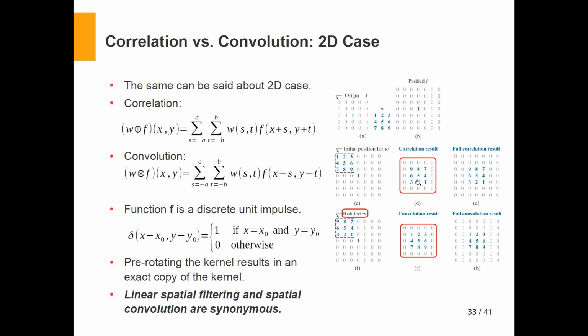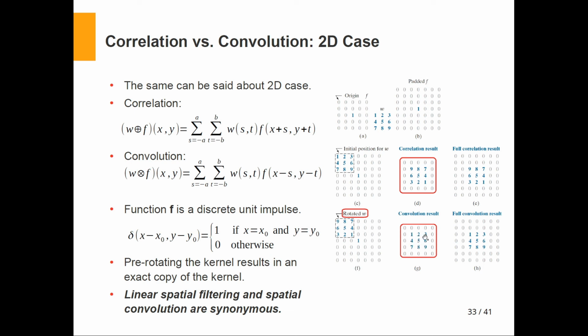And as you can see, in comparison to the original kernel, this is reversed in both horizontal and vertical direction. So now for the convolution, what we do is flip the original kernel in both horizontal and vertical direction and repeat the correlation process. So this is a view of the rotated, or flipped, kernel in both horizontal and vertical directions. And after doing the correlation of the image with this kernel, this is the result that we get.